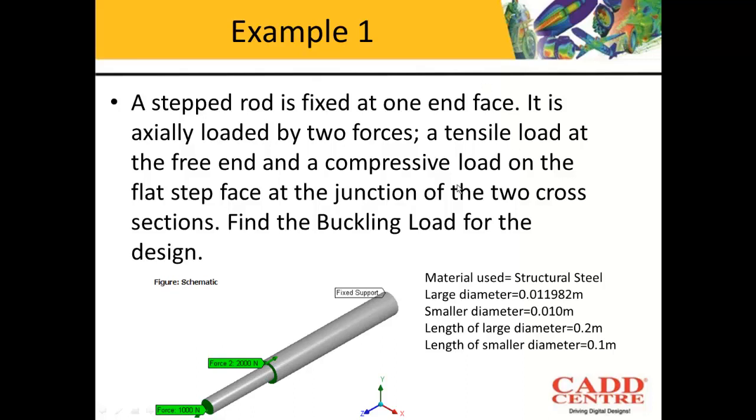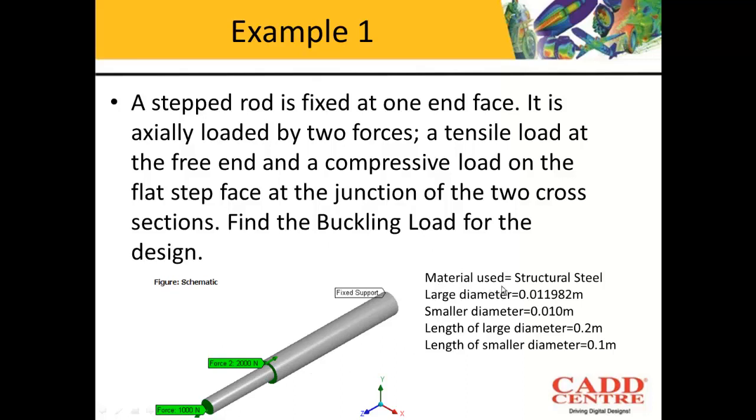For understanding this, we will take the first problem: a stepped rod that is fixed at one end as shown in the figure, and it is loaded by two forces. One force is acting on the top, which is 1000 newtons, in the axial tensile direction, and there is one more load of 2000 newtons acting at this position, but in the axial compressive direction. We are supposed to find the buckling load for this particular design.